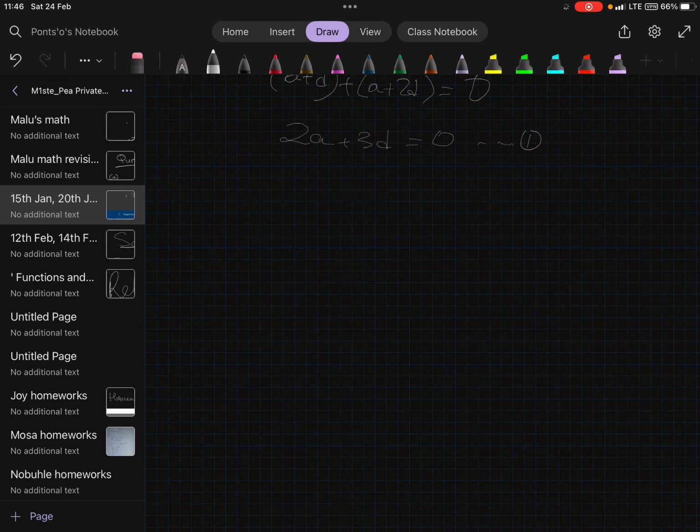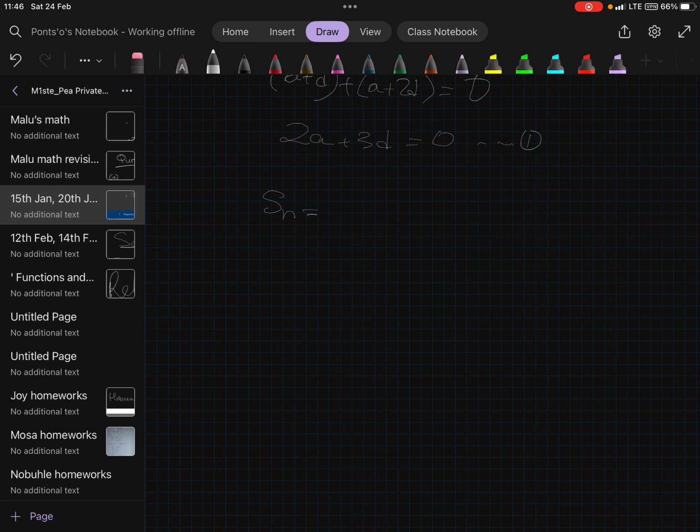Now we have to look for a second equation that we're going to solve at the same time. That's what simultaneous means, at the same time with equation 1. But let's find equation 2.